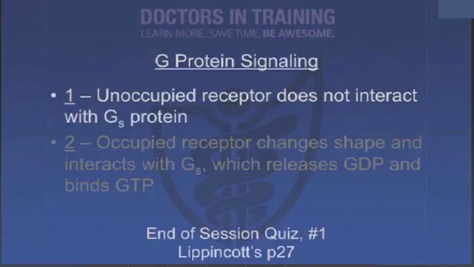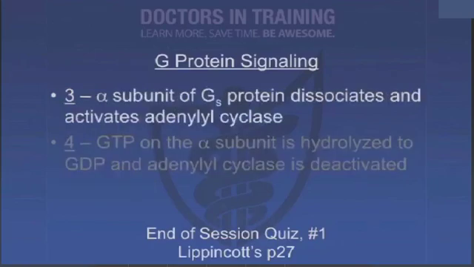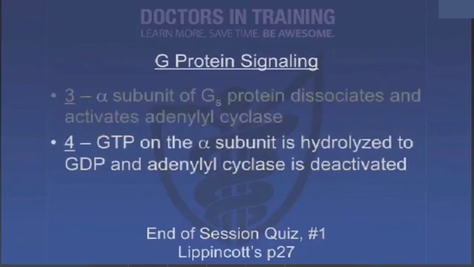Well, the first thing that happens is unoccupied receptor does not interact with GS protein. The next in order is occupied receptor changes shape and interacts with GS, which releases GDP and binds GTP. Next is alpha subunit of GS protein dissociates and activates adenylyl cyclase. And then finally, GTP on the alpha subunit is hydrolyzed to GDP and adenylyl cyclase is deactivated.